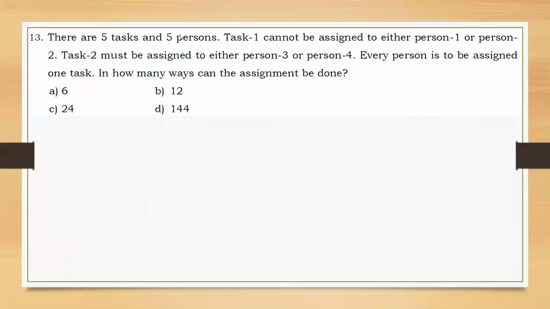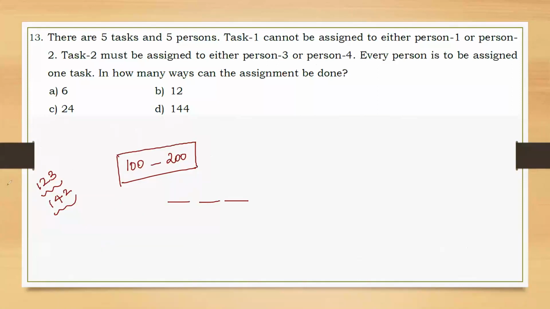So we have actually 100 to 200. Okay, the question is from 100 to 200. How many numbers with different digits are there? For example, 123, all the digits are different, right? 142, like that. From 100 to 200, how many different-digit numbers are there? Any guess?